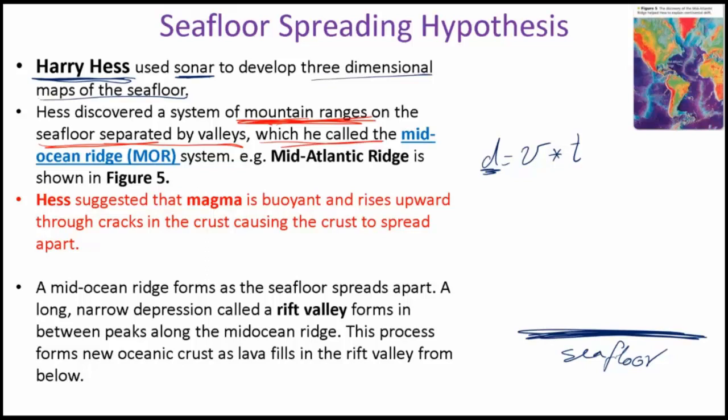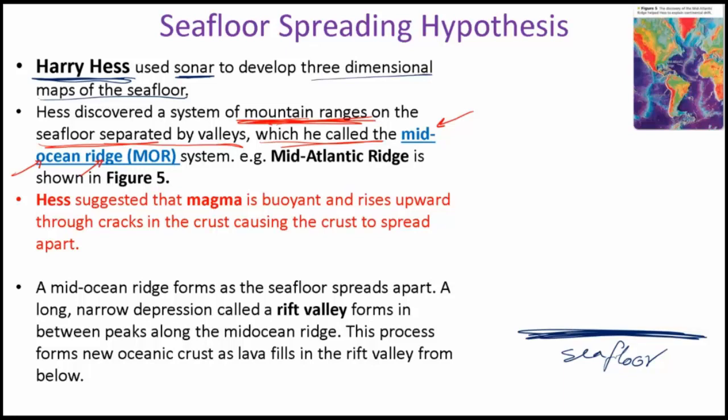He called this discovery the mid-ocean ridge. Mid means middle, ocean is محيط, and ridge is سلسلة جبال. So that's the mid-ocean ridge, the mountain ranges in the middle of the ocean.